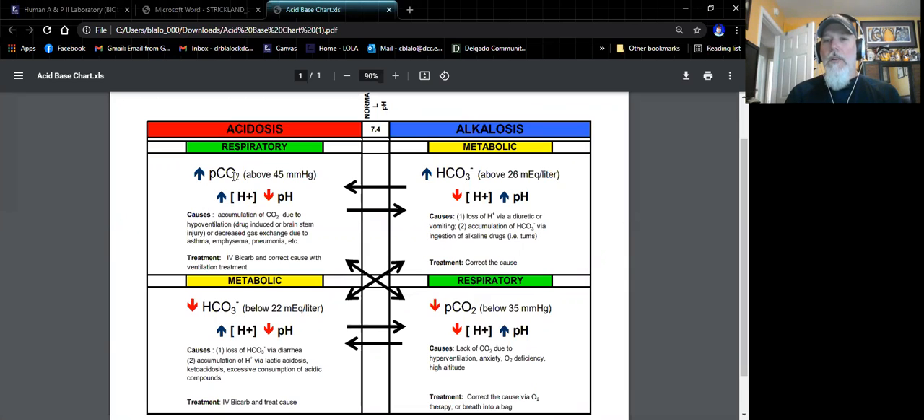All right. So how do we fix the problem? Well, with metabolic alkalosis, we fix the problem by fixing the cause. All right. What's causing the vomiting? Take them off of their Tums. Take them away from them. You can't take these anymore. All right.